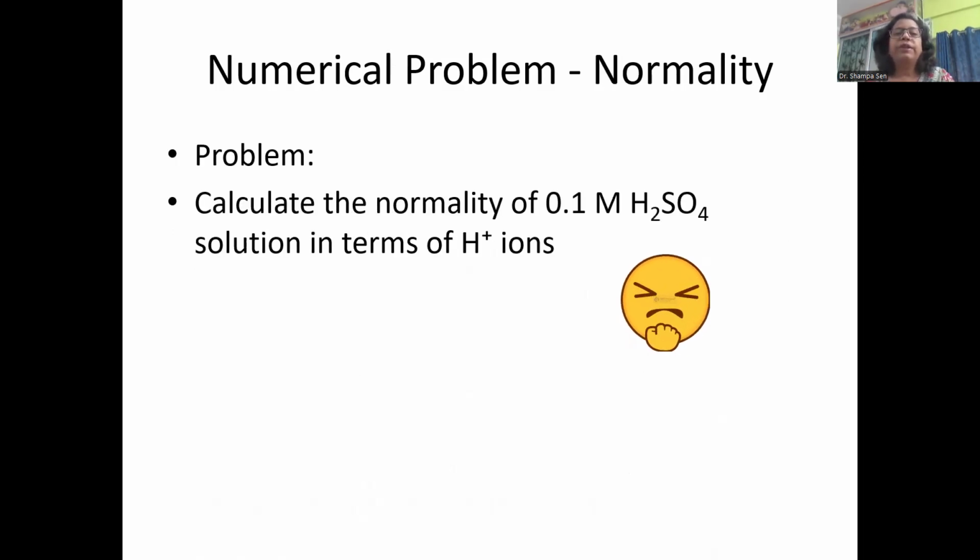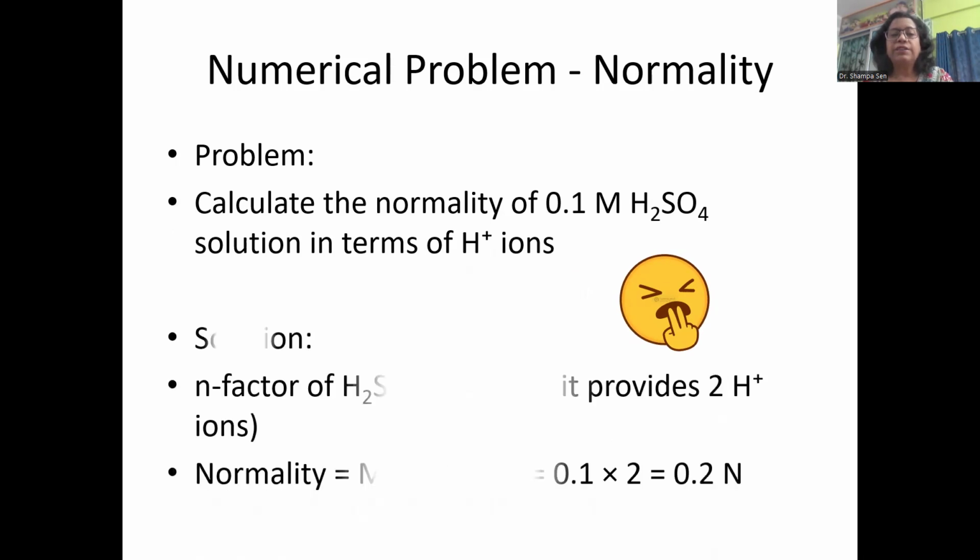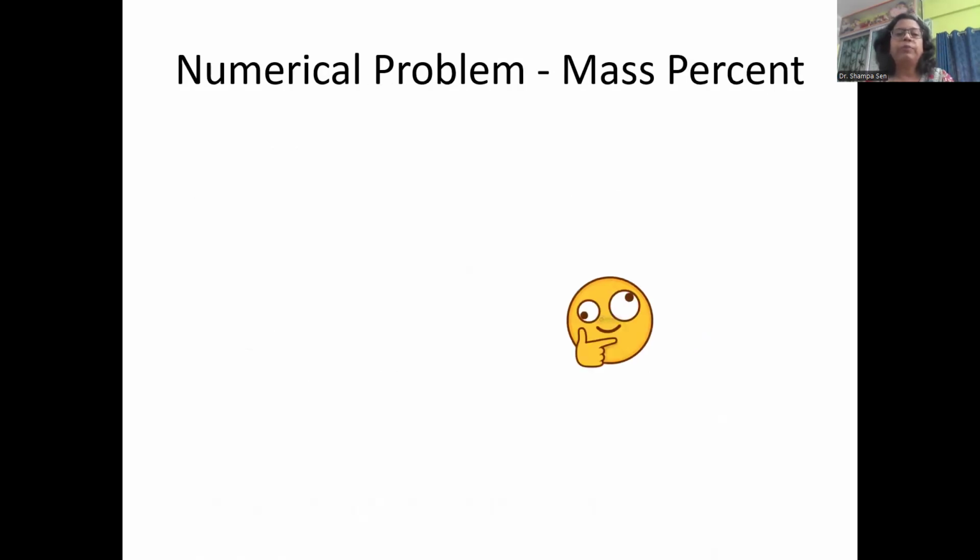Normality. Calculate the normality of 0.1 molar H2SO4 solution in terms of hydrogen ions. So, we need to find out the N factor first. N factor for H2SO4 will be 2 because it provides 2 hydrogen ions. Normality will be molarity times N factor. So, 0.1 times 2, that is 0.2 normal.